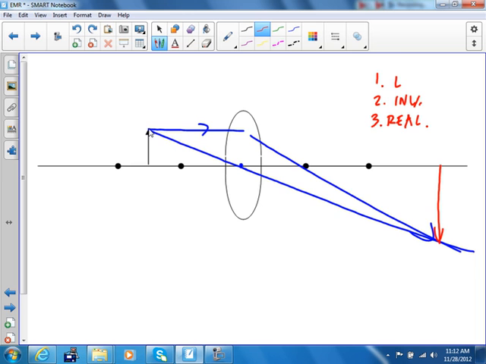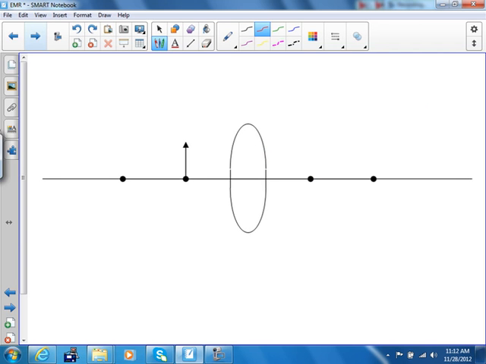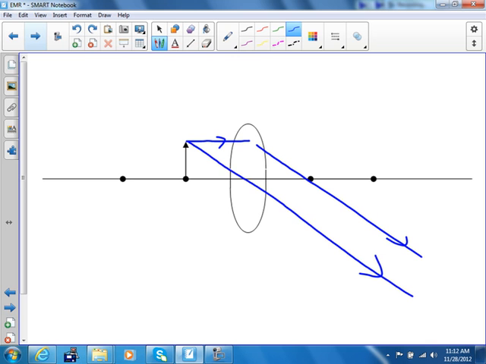Let's try the next one. This time we've got an object right at the focal point. First ray parallel to the principal axis. It's going to refract down through the focal point. Second one's going to go from the top of the object down through the optical center. Go straight through. Where do those guys intersect? They don't. So let's extend them back here. Where do they intersect? They don't. So what kind of image do we have here? There is no image. There's no characteristics of it because there is no image.